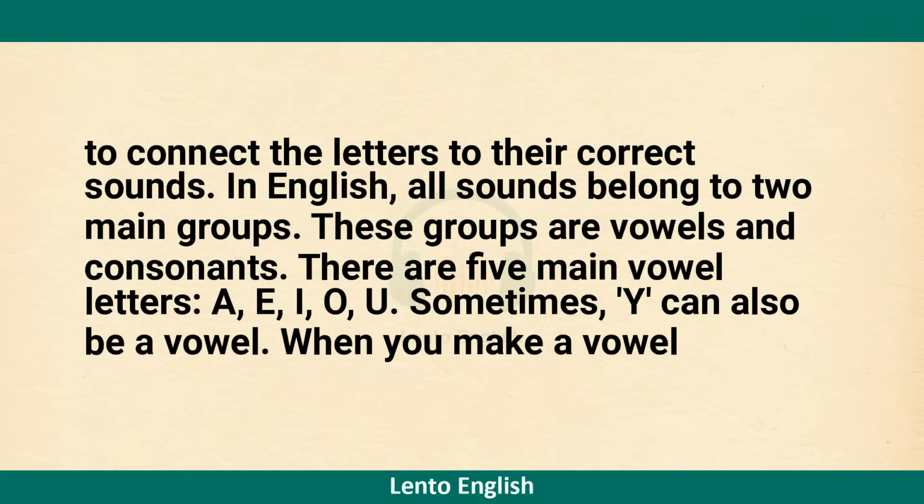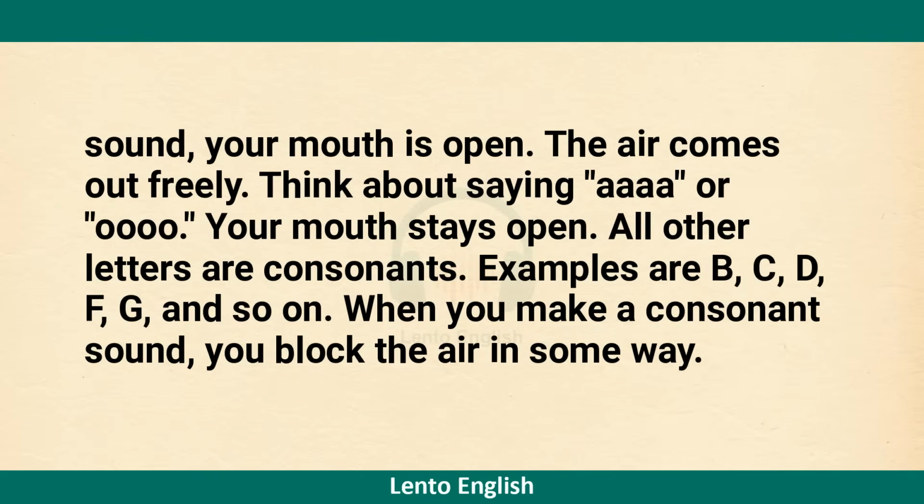In English, all sounds belong to two main groups. These groups are vowels and consonants. There are 5 main vowel letters, A, E, I, O, U. Sometimes Y can also be a vowel. When you make a vowel sound, your mouth is open. The air comes out freely. Think about saying ah or oo. Your mouth stays open. All other letters are consonants.